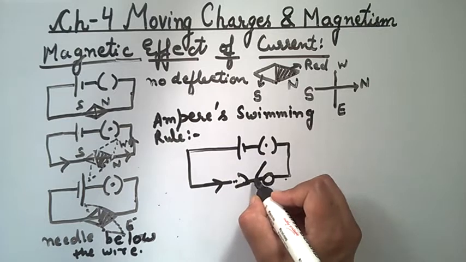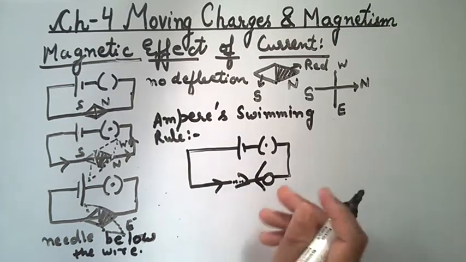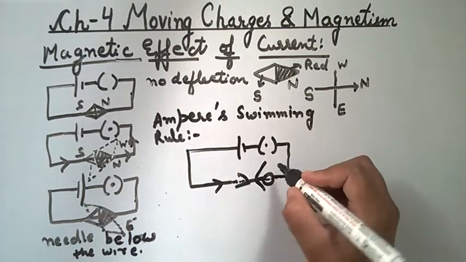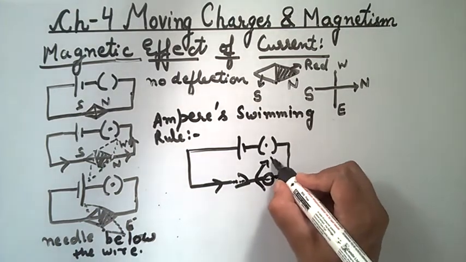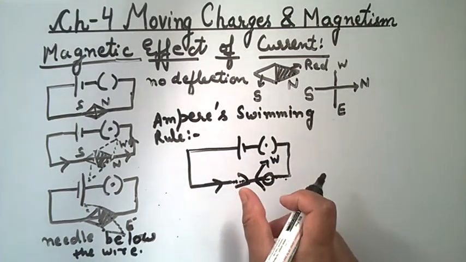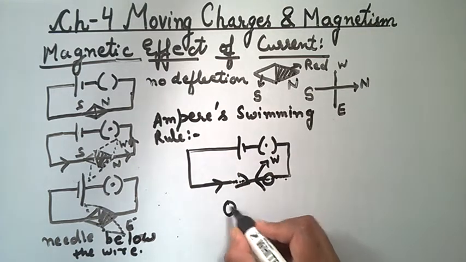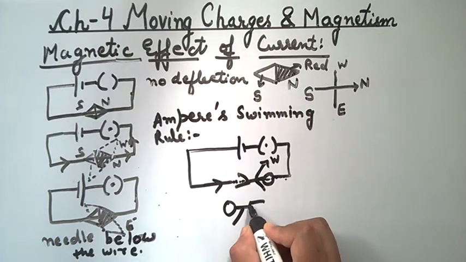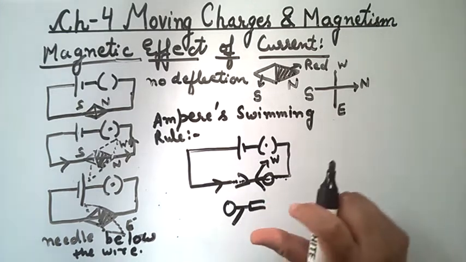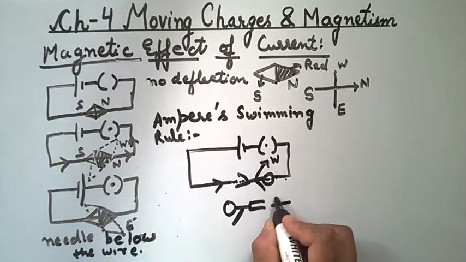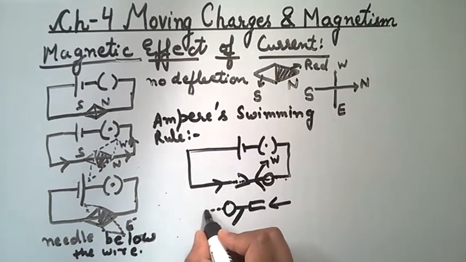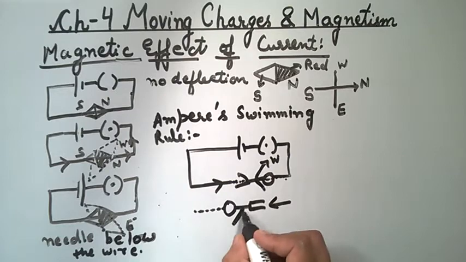So here the deflection, when the person is below the wire, is towards west. And when the polarity changes, this will be his left hand, and the current enters through the feet and leaves through the head. So the polarity changes, it shows east direction.